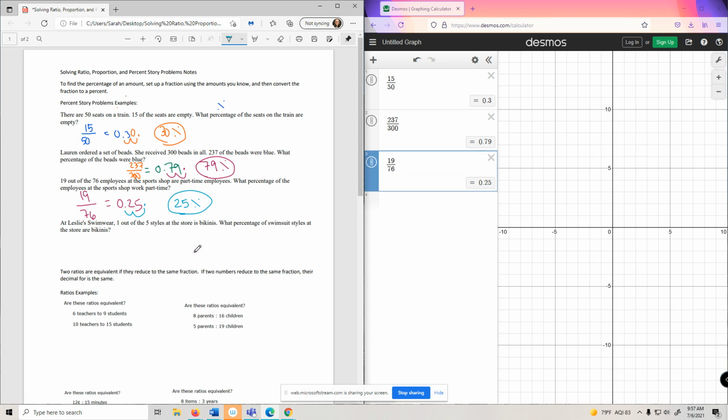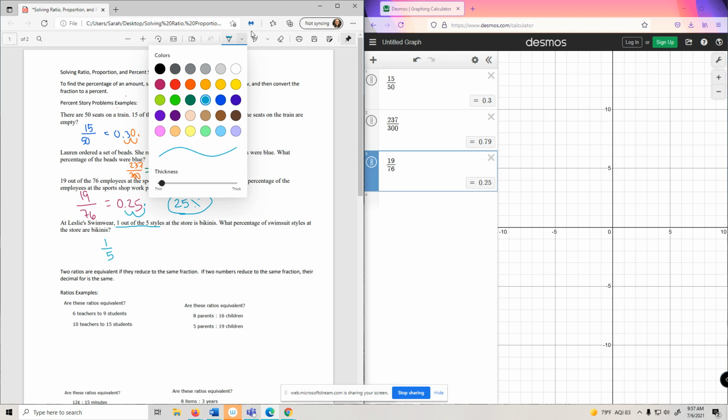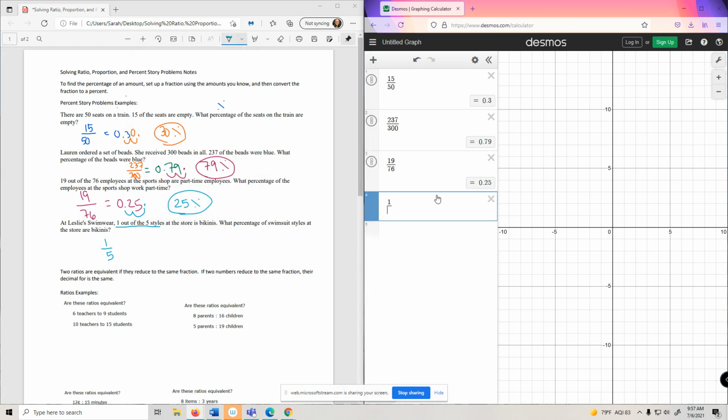Last of these style of problems. At Leslie's Swimwear, 1 out of the 5 styles at the store is bikinis. So 1 out of 5 is the same as the fraction 1 over 5, or 1/5. What percentage of swimsuit styles at the store are bikinis? So in Desmos, 1 divided by 5 is 0.2. And then let's move that decimal point 2 places to the right. Insert 0 in that empty space. 0.2 is the same as 20%. So 20% of the swimsuits are bikinis.